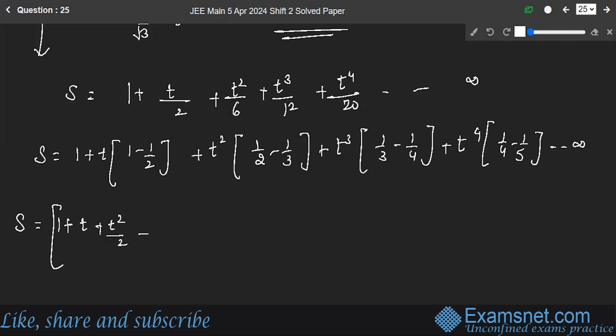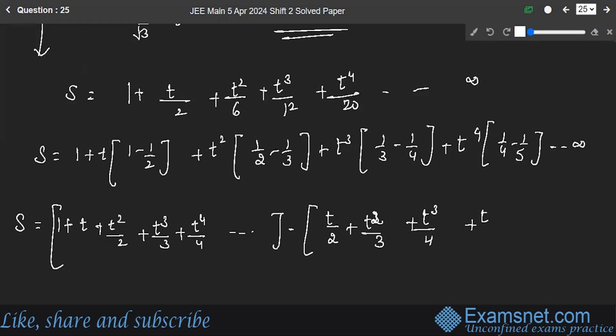plus t square by 2, t cube, t4, so on, minus t by 2, t square by 3, t cube by 4, t4 by 5, and so on till infinity. Right? Hope you're clear till this.